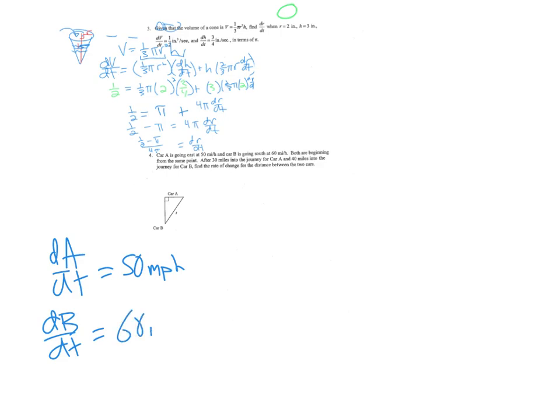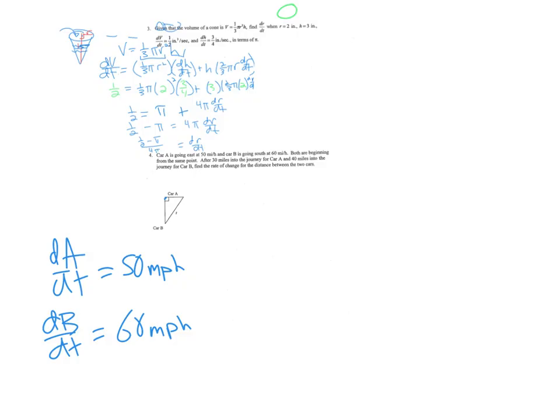Now, reading over number 4, this is probably the most common kind of question, and we'll spend a couple of days on questions like the ones you're seeing here in number 4. We have a picture already drawn for us. Car A is going east at 50 miles per hour. So I'm actually going to start by just making note of that. It's telling me that dA/dt is 50 miles per hour. Notice that it's a rate. And it's telling me that dB/dt, car B, is going 60 miles per hour, and starting from the same point, meaning starting right from there.